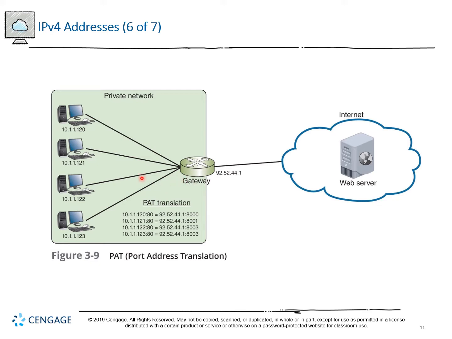We can see that we've got 10.1.1.120 coming to the gateway. Any traffic on port 80, which would be used for HTTP, is going to be translated to 92.52.44.1 colon 80, this port here, 00. So that's going to be the first computer on the network. So port 80 for computer 0, because it has to start counting from 0.